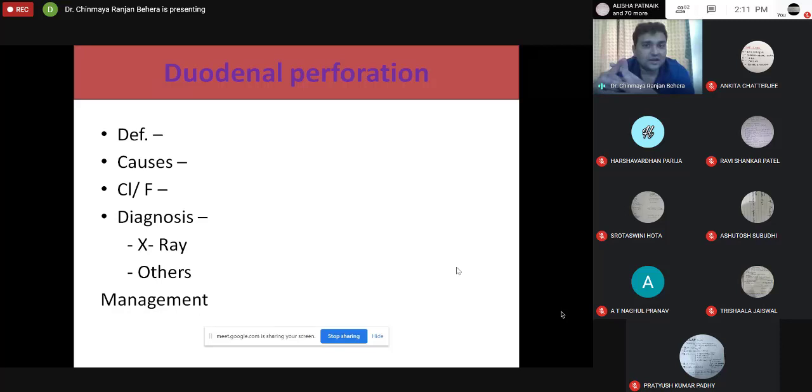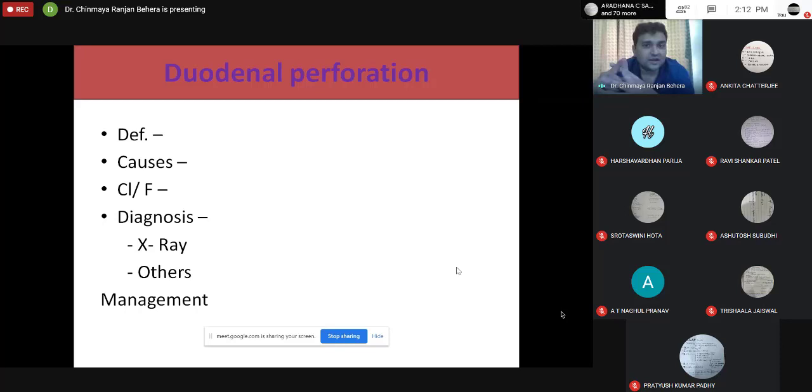So diagnosis, mostly it is a surgical emergency, and the X-ray gives you an 80 to 90% probability of air under the diaphragm if you are taking an erect posture X-ray. You can do it in supine also, but the better one is an erect posture X-ray where you will get air under the diaphragm. So now you might be asked about the management.